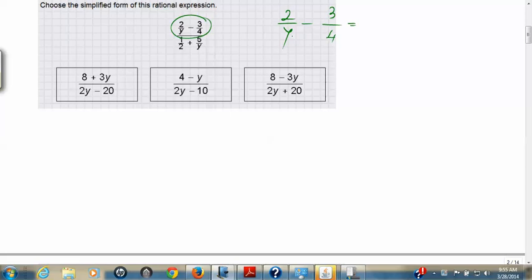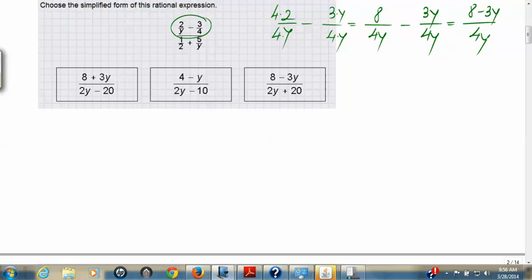I've got two fractions with two different denominators, y and 4. The least common multiple of y and 4 will be 4y, which means multiply the first one by 4 and the second one by y. So 4 times 2 will be 8 over 4y, minus 3y over 4y. Because I have a common denominator, which is 4y, I can write everything as 8 minus 3y over 4y.